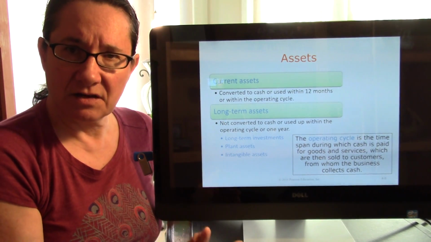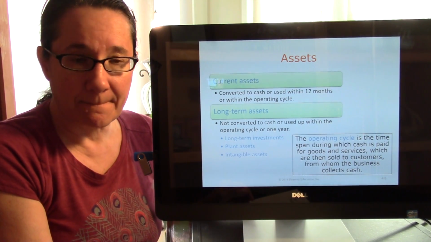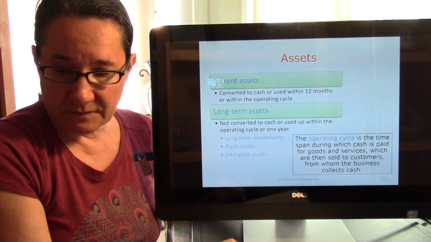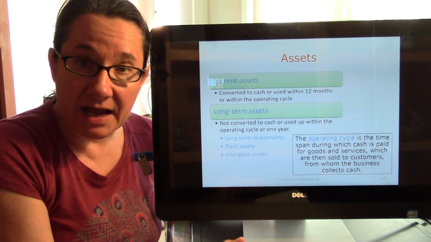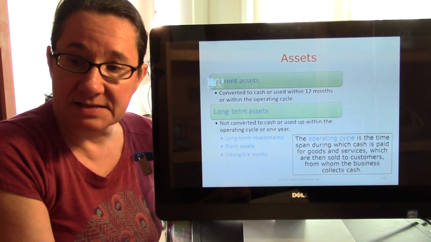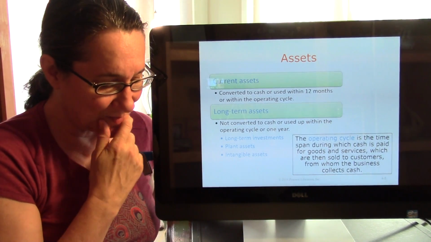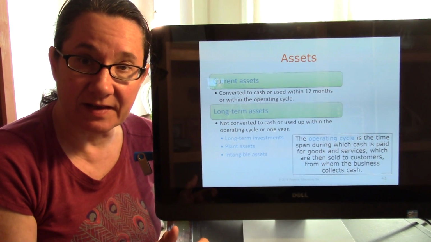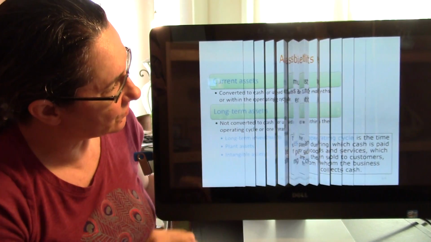Long-term assets, right? So things that are like a building, furniture, computers, land, intangible assets like copyrights and patents. We won't talk too much about them, but they are long-term assets. They last longer than a year. All right, so that's what we got going on there.